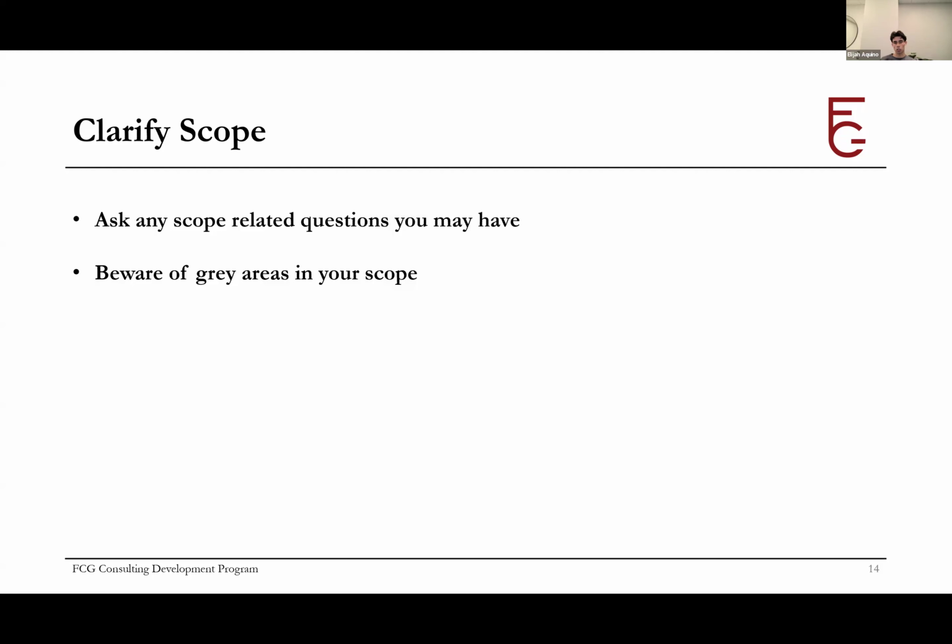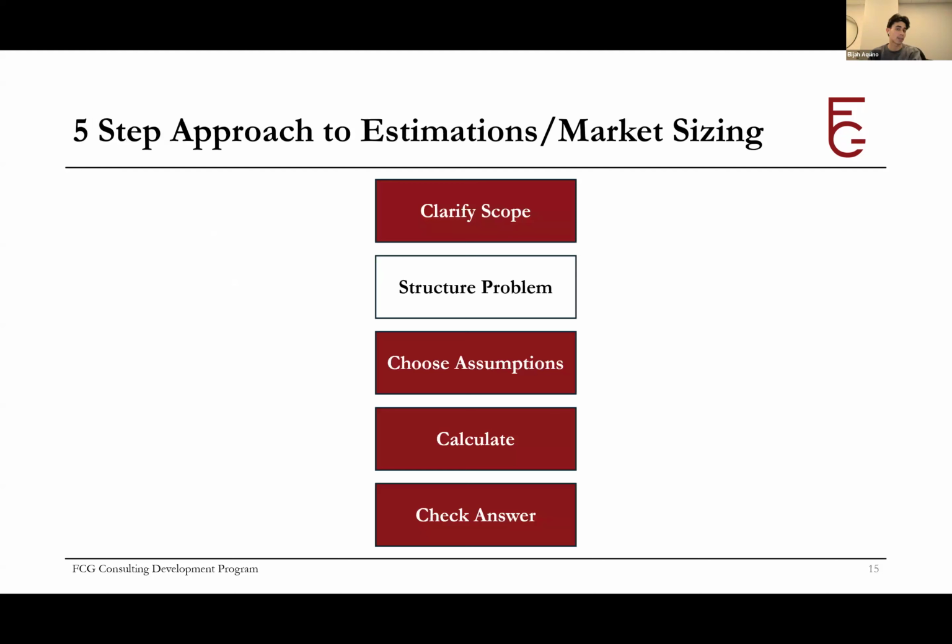In terms of asking any scope related questions, you want to make sure that you know what you're actually estimating. So you want to know the potential market. Here I knew that it was in the dollar value instead of the unit sold. And that also leads into the right metrics. So you want to make sure that you're answering the right metrics that the interviewer is asking for. So that's clarifying the scope. That's just asking questions.